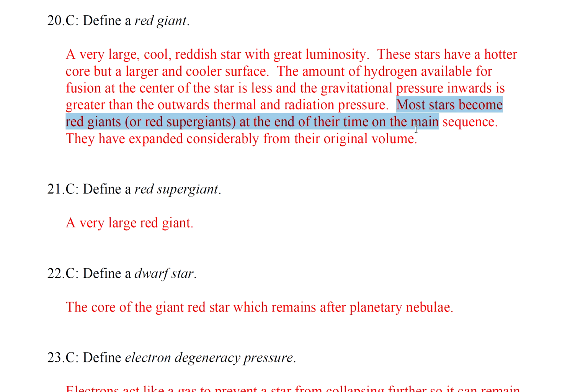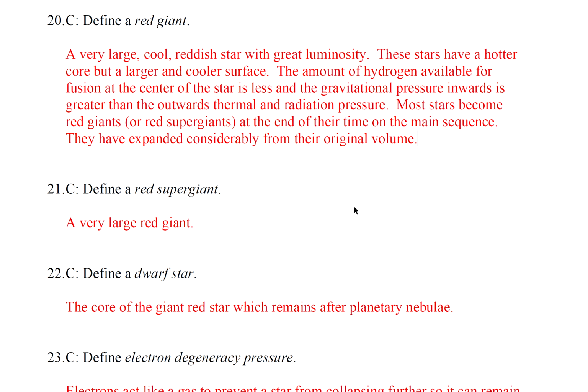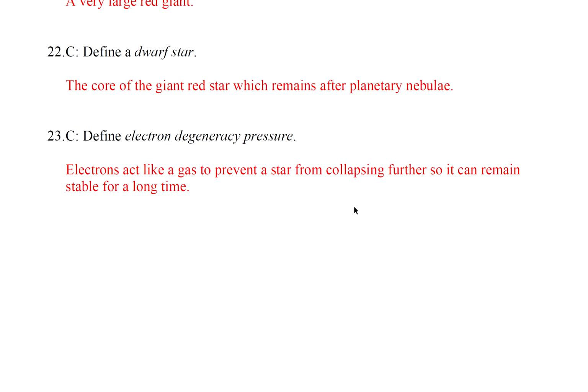Most stars become red giants or red supergiants at the end of their time on the main sequence. They have expanded considerably from their original volume. Question 23. Define electron degeneracy pressure. Electrons act like a gas to prevent a star from collapsing further so it can remain stable for a long time.